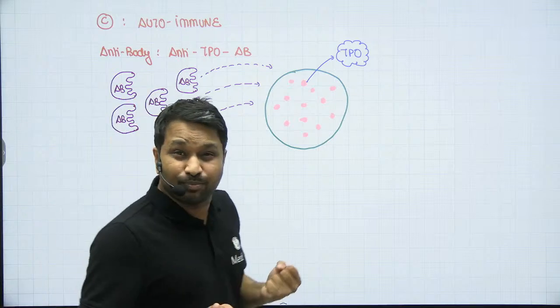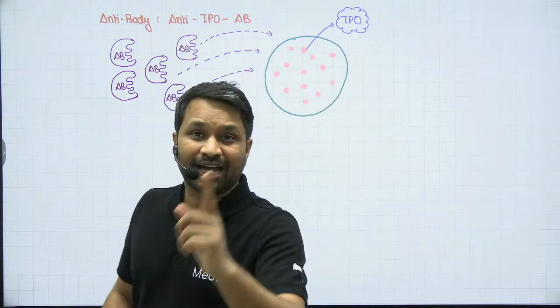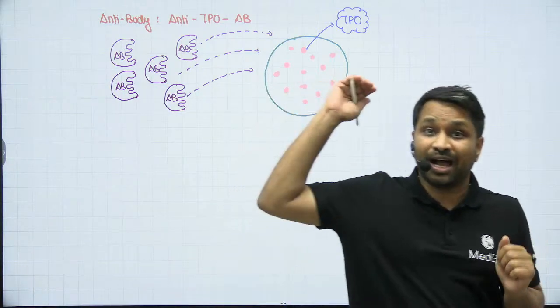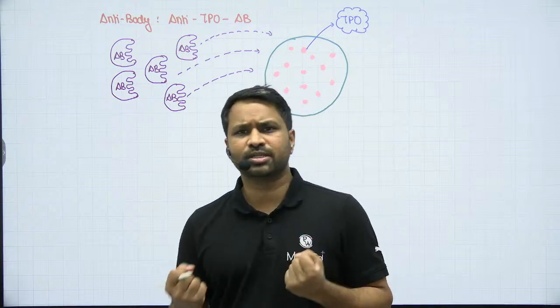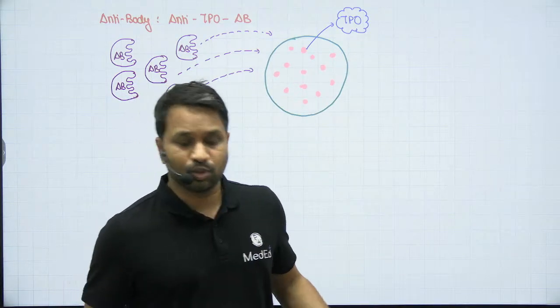But these antibodies are so determined. They say, no, we will take these thyroperoxidase enzymes. Without thyroperoxidase enzymes, I'm not going to leave. I want to kill those thyroperoxidase enzymes. But you know what? Thyroid follicles are so strong, they will not allow these antibodies to enter and kill. So what is going to happen?